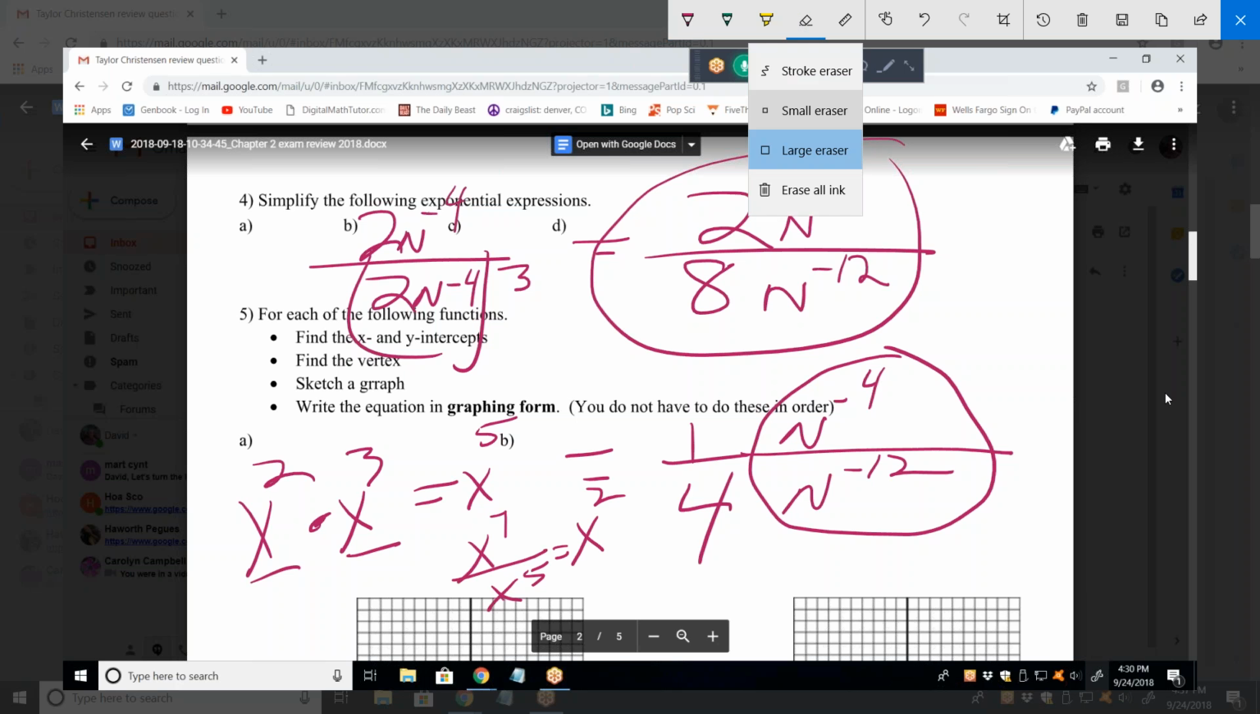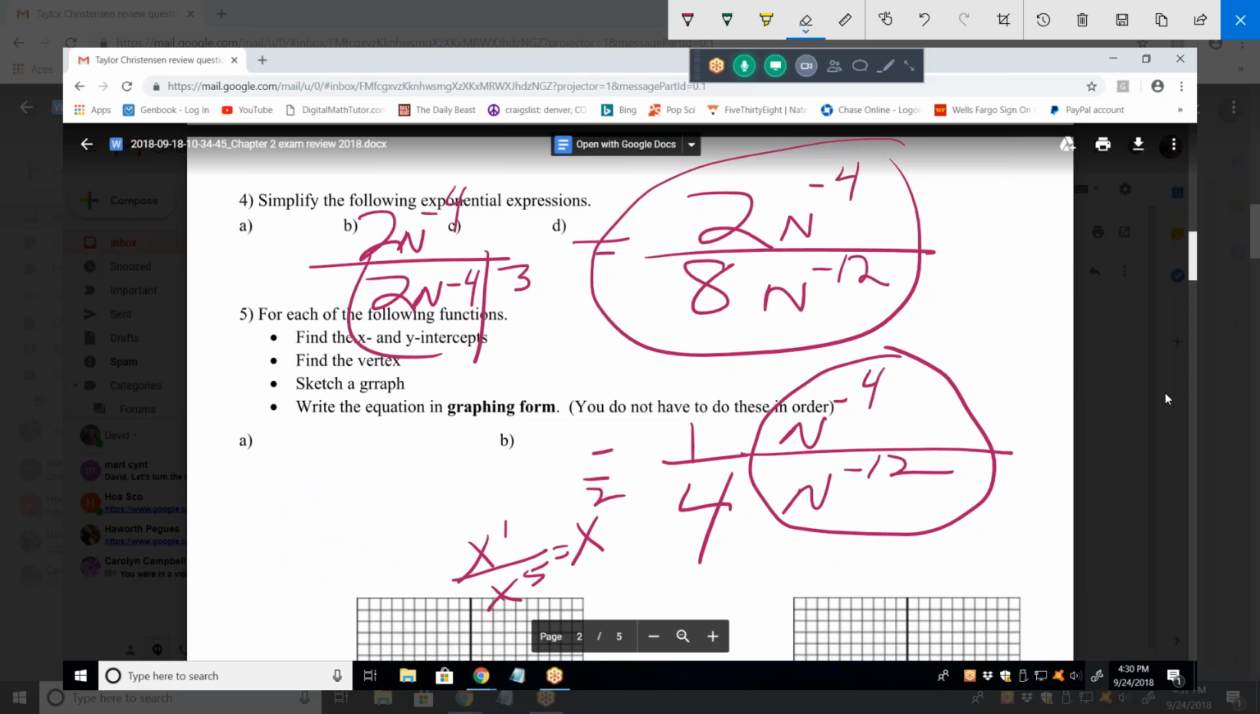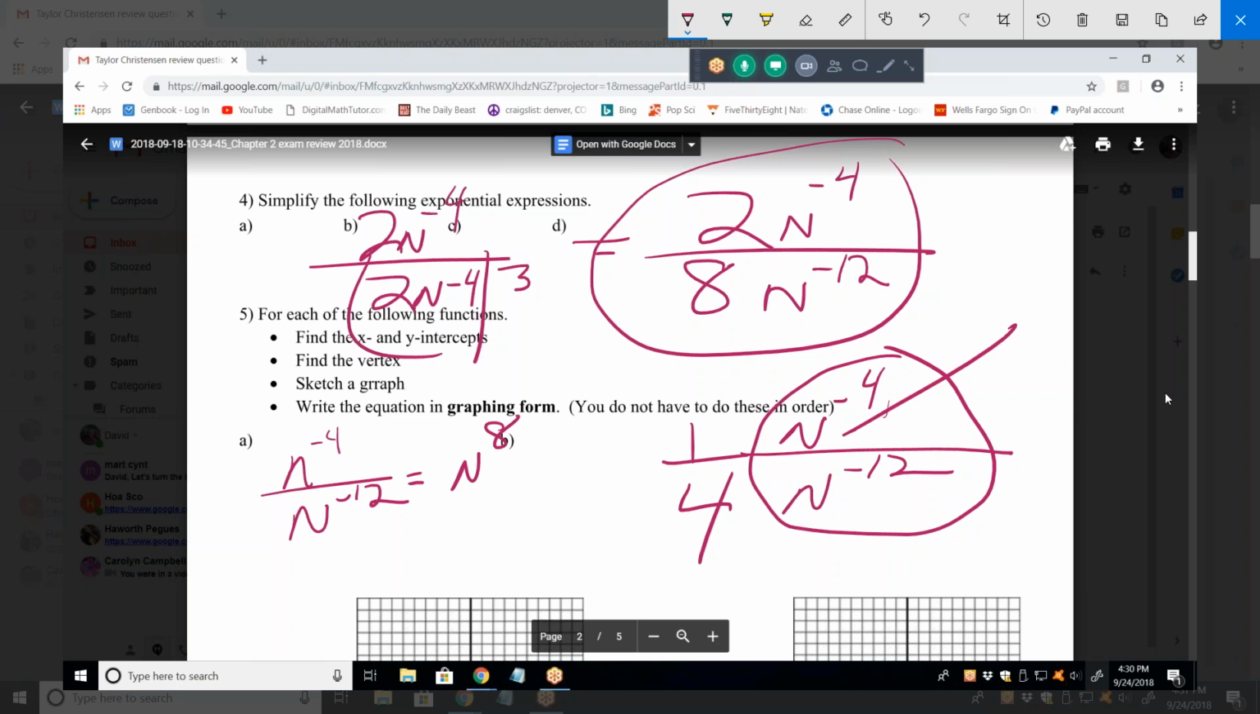Well, what's n to the minus 4th? Let's just handle that part. What's n to the minus 4th divided by n to the minus 12 if you have to subtract exponents? 8. N to the 8. Okay, so this whole thing becomes n to the 8th, so you end up with 1/4 times n to the 8th in the numerator. So that's your answer.